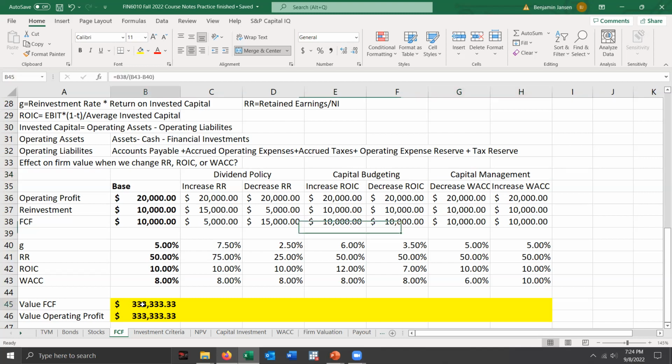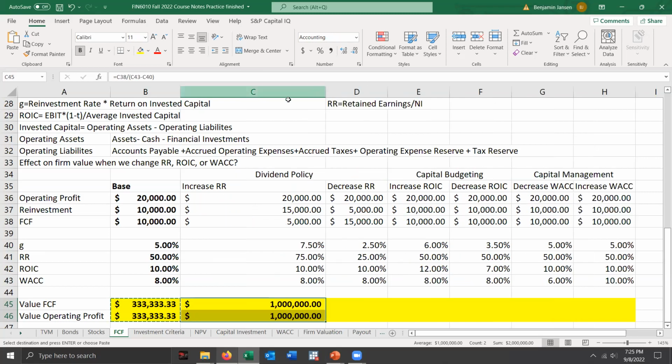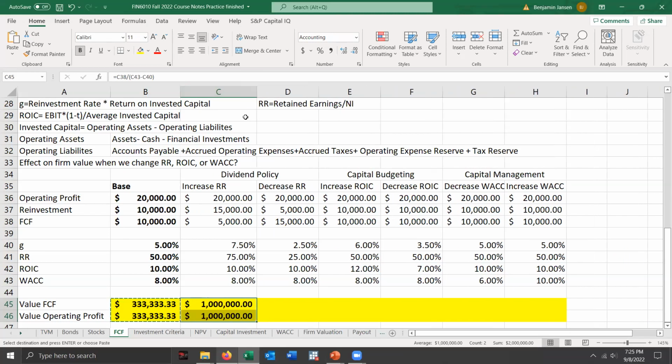All right, the nice thing with Excel is once you have a formula calculated in there, you can just copy and paste it on over. So what's going on here is we've increased the retention ratio of the company. We went from retaining 50% of a company's earnings to 75% of the company's earnings. So reducing the amount of dividends that a company is paying out is increasing the value of the company overall.